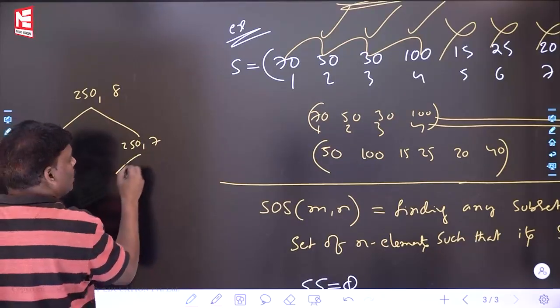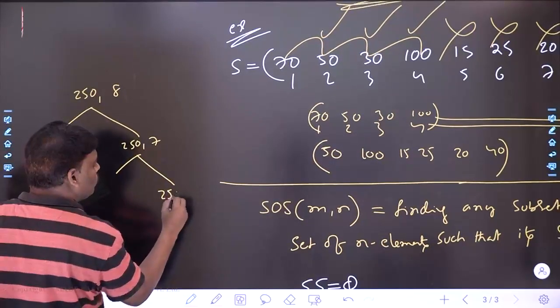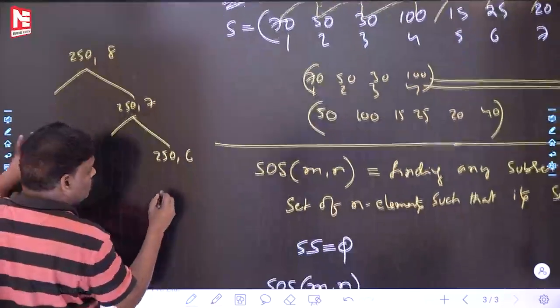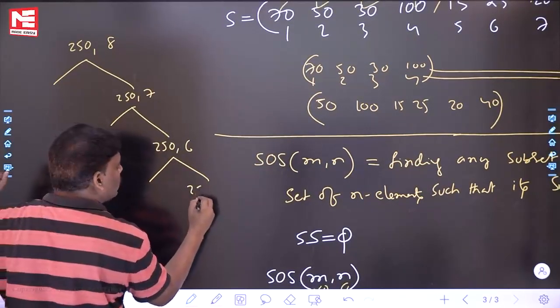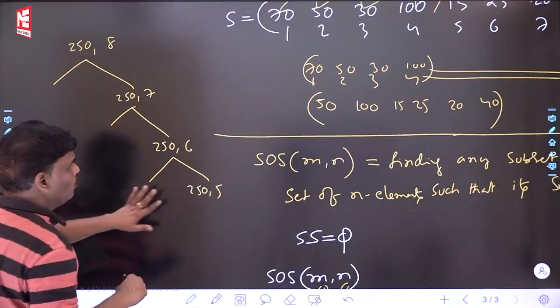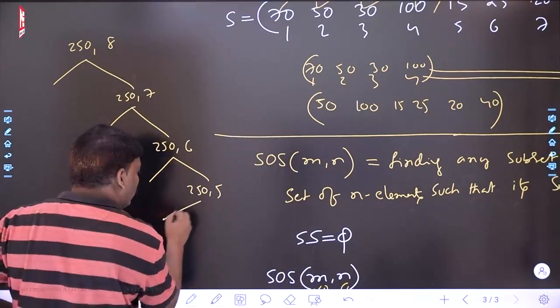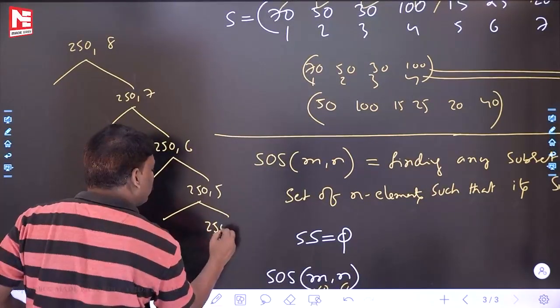Again the 7th element. You may take, you may not take. What is the answer? 250 comma 6. Next one, it is also the same. You may take, you may not take. So what is the answer? Right? 250 comma 5. You may take, you may not take. Now see the answer. 5th element. You may take, you may not take. If you don't take, 250 comma 4.